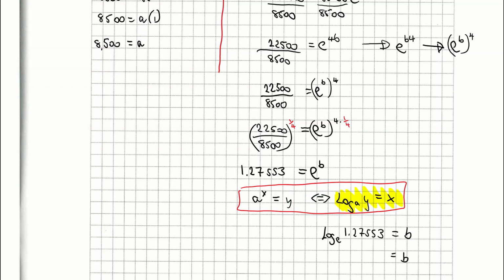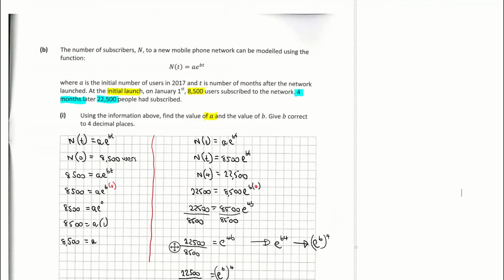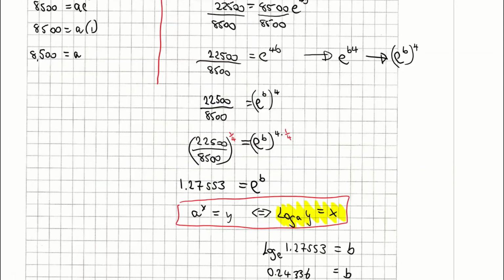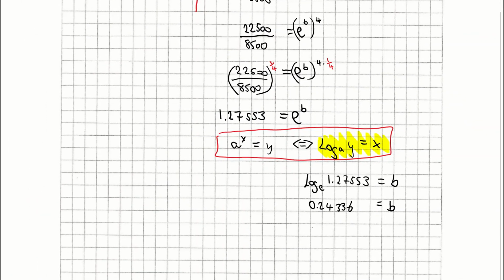So that means when I go to my calculator and type that in, I get 0.24336. The question wants it to 4 decimal places. Sorry, it's just moving on me there on the screen. So if we type that into our calculator and we have it to 4 decimals, 0.2434, and that's the value of b.